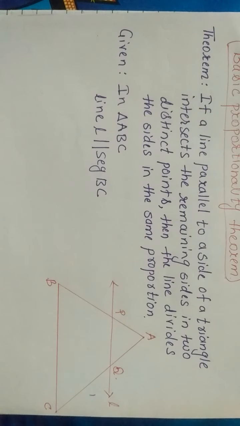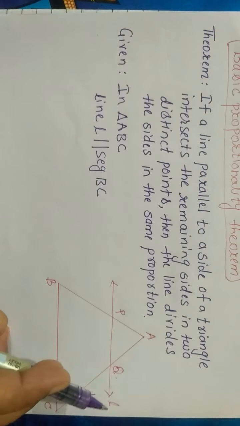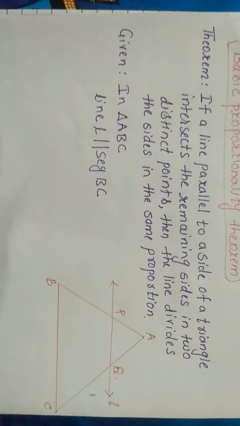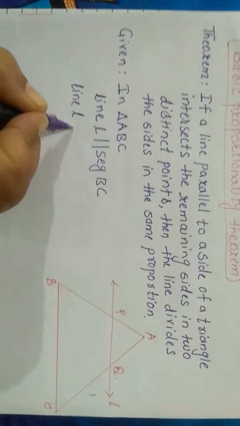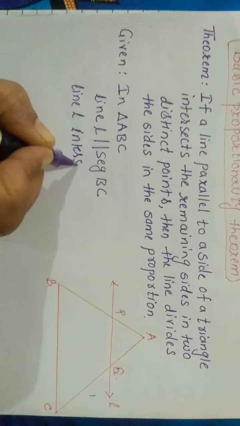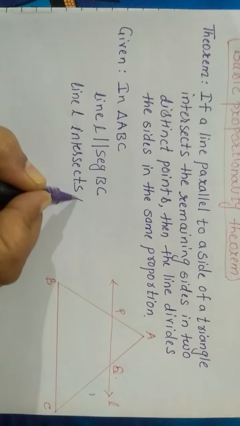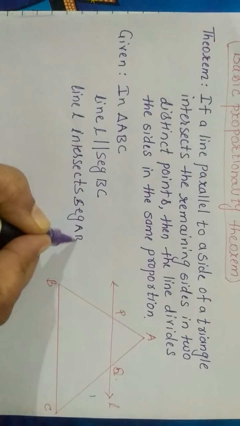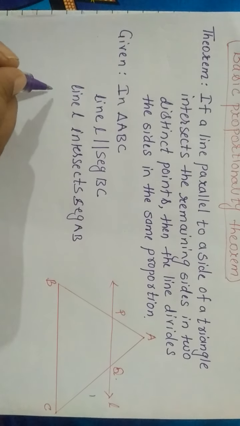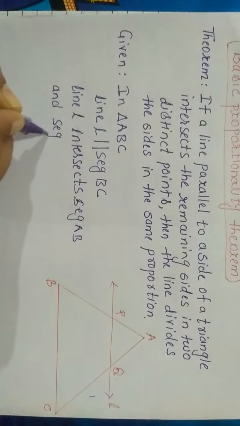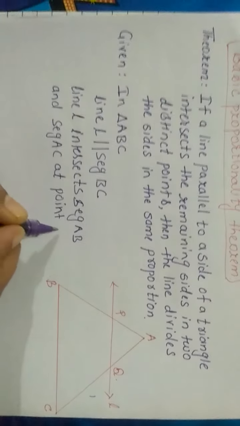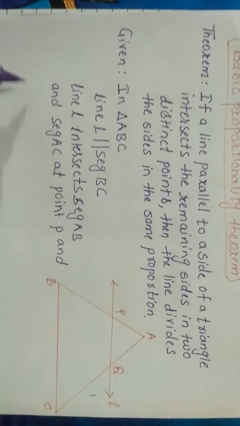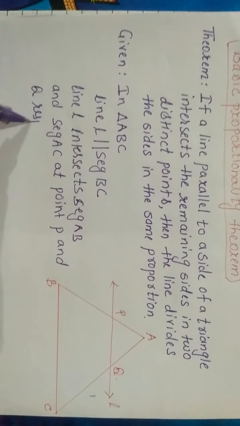Then again, what is given there? This line is intersecting AB and AC at points P and Q. It is given in the diagram. So we write in the given: line L intersects segment AB and segment AC at points P and Q respectively.